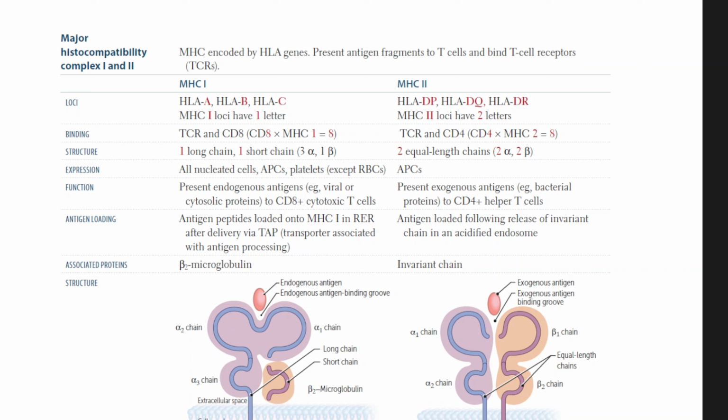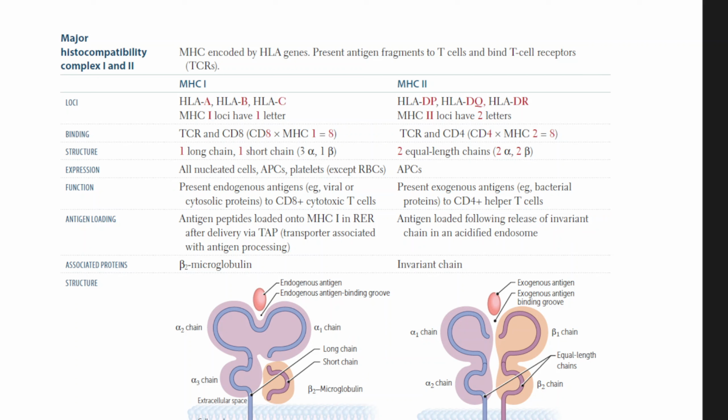Now we're going to read about major histocompatibility complex 1 and 2. This is a little complex to understand for a lot of people. We're going to explain it as best we can. The major histocompatibility complex is a group of genes that encode cell surface proteins, crucial for the immune system's ability to recognize self and non-self.